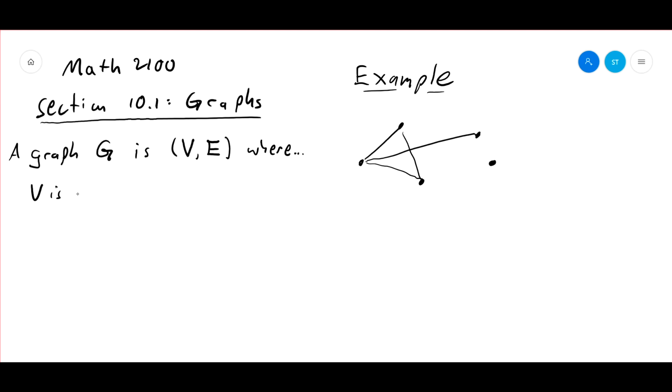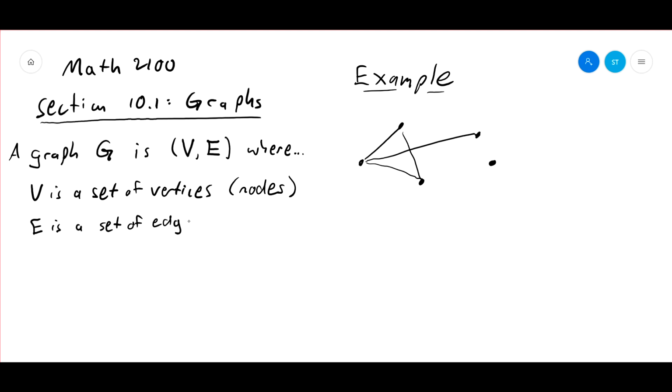V is any set of vertices, also called nodes. And that can be literally any set. Usually we're going to deal with, almost exclusively actually, finite graphs. So that would be where the vertex set is finite. But hypothetically, you could have an infinite graph with an infinite vertex set. So V is a set of vertices, which we call nodes. Then E is a set of edges.